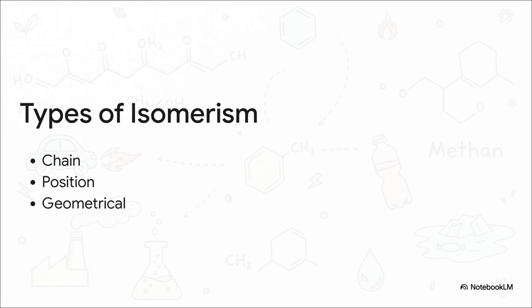And lastly, geometrical isomerism. This happens because a double bond actually restricts rotation, which rigidly locks the molecule into specific spatial arrangements known as cis or trans. Same exact ingredients, entirely different structural architecture.